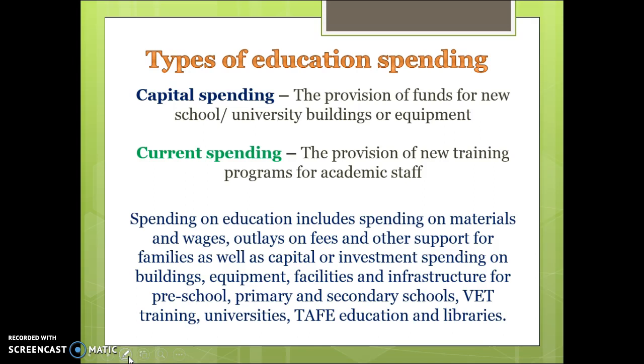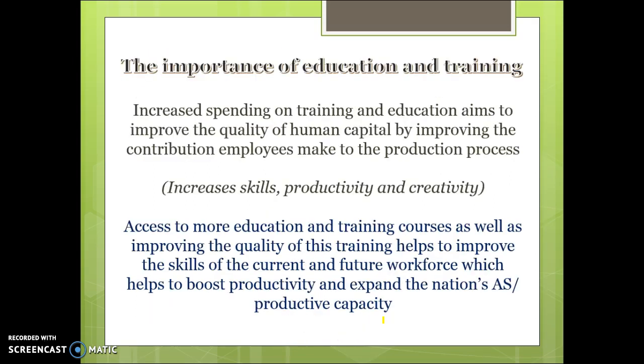Spending on education can come in any sector, so it can come in the primary, secondary, tertiary, or vocational. When we're looking at vocational, we're looking mainly at apprenticeships and other forms of training. So it can include any forms of spending on capital or investment, equipment, facilities, from primary, secondary, VET training, universities, and TAFE education. All count as education spending.